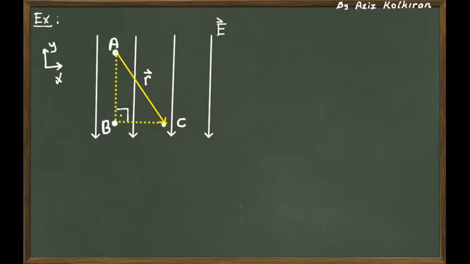Let's do an example. Suppose you have this electric field which is constant everywhere, and it's downward in the coordinate system that I put here. Up is increasing y, and the electric field is down, in the negative y direction. And you choose 3 points, A, B, and C. Let's imagine these 3 points are on the corners of a right triangle.